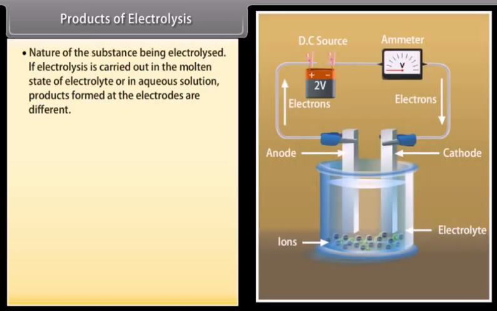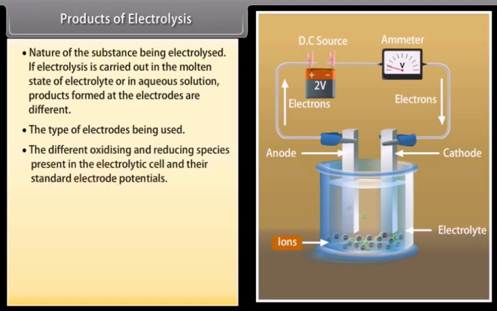Products of electrolysis. Products of electrolysis depend mainly upon the following factors. Nature of the substance being electrolyzed. If electrolysis is carried out in the molten state of the electrolyte or in aqueous solution, products formed at the electrodes are different. The type of electrodes being used. If the electrode used is inert, it does not take part in the reaction, or if the electrode is reactive, it takes part in the electrode reaction.